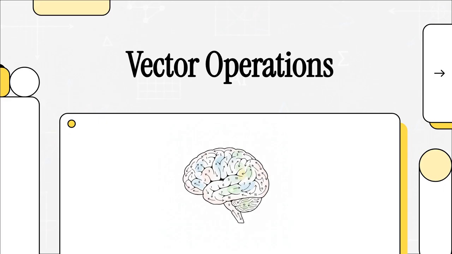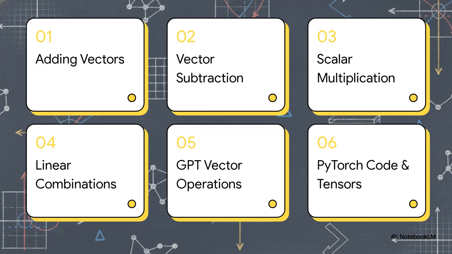Welcome to this explainer. Today we're diving right in to demystify artificial intelligence by proving that its so-called intelligence actually boils down to the literal, basic arithmetic of vectors. Here's our agenda for today. We're going to cover adding vectors in 2D and 3D, vector subtraction, scalar multiplication, linear combinations, GPT vector math, and wrap it all up with some actual PyTorch code and tensors.